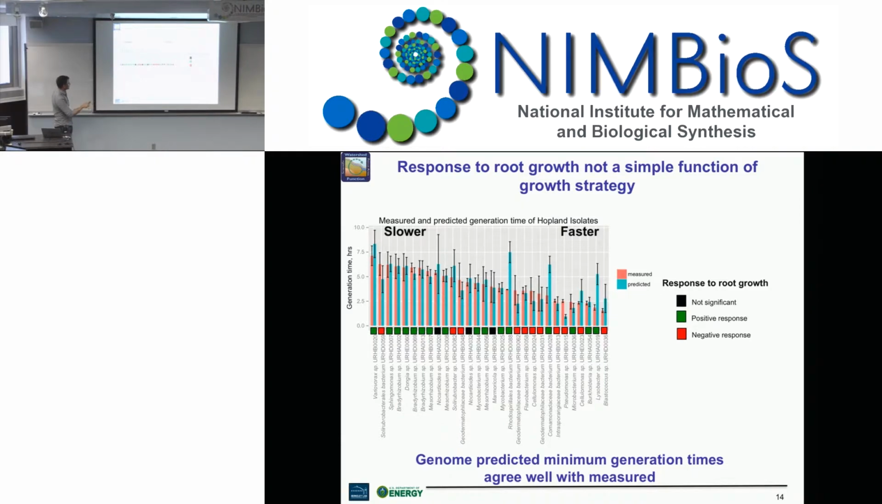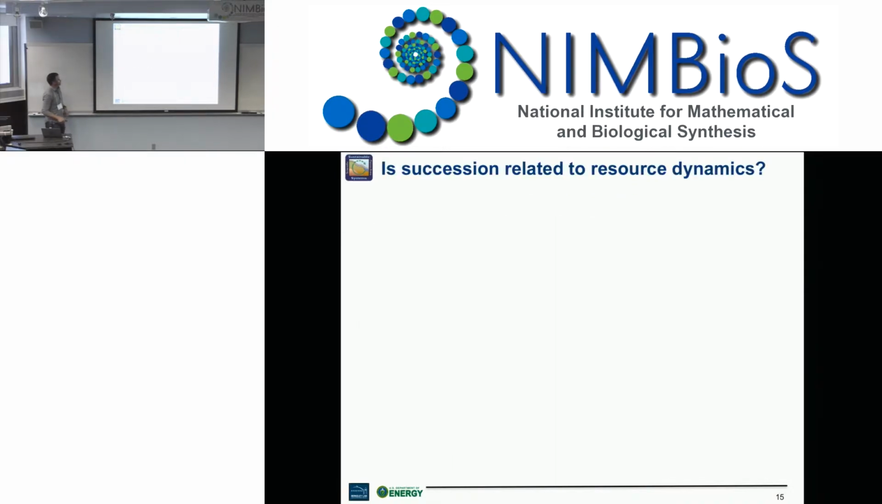And as you can see, the red and the green here are the positive and negative responders. That does not explain the response to root growth. Being able to grow fast does not explain the response to root growth. So is the succession in, go ahead.